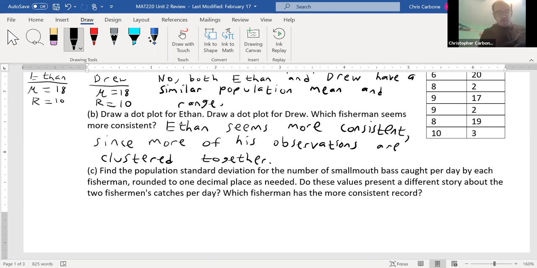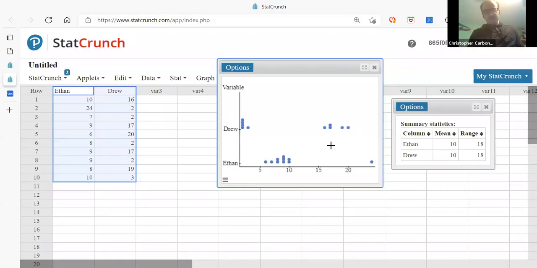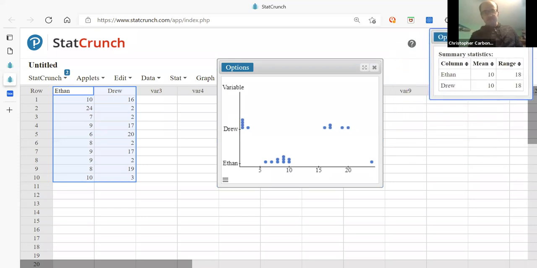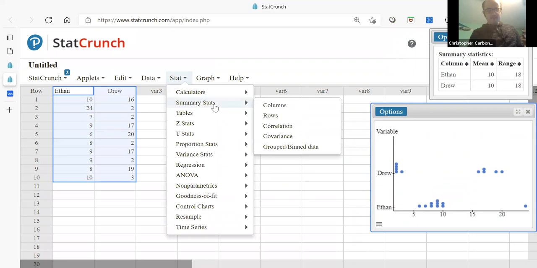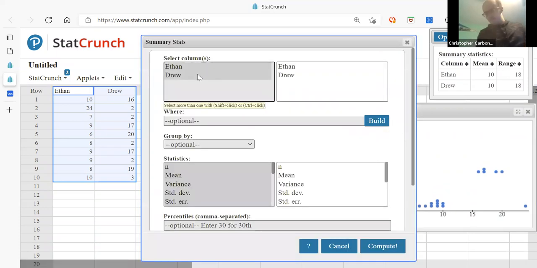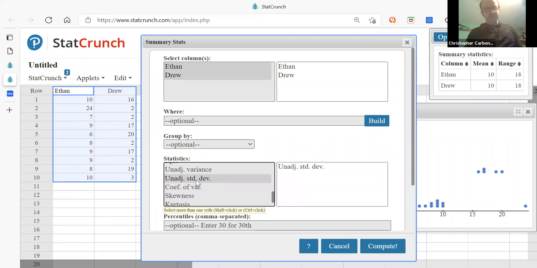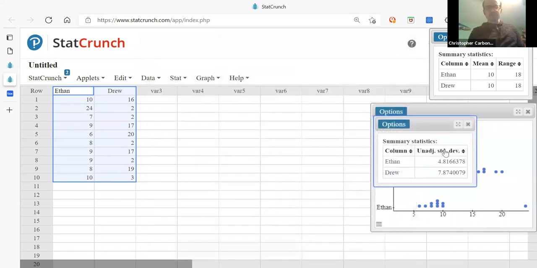Okay. Then we want the population standard deviation for the number of smallmouth bass caught per day by each fisherman, rounded to one decimal place as needed. And then we have ourselves a lovely question to ask about that. So let us first go do this calculation. Let me keep both of these up here so we can also see what's going on. We just want the stat, summary stats columns for Ethan and Drew. And we indicated that we want the population standard deviation. Not this one, this was the sample standard deviation. We want the population one all the way down here, unadjusted standard deviation. And compute gives us this.